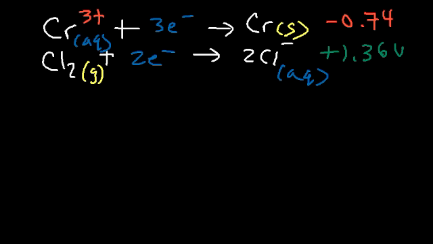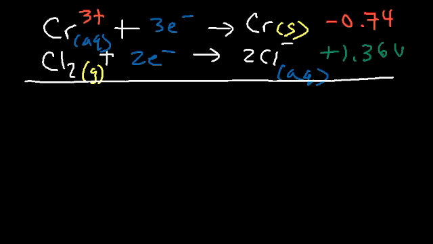So first, what we need to do is balance these two half reactions, and we want to calculate the net cell potential. So which reaction do we need to reverse? We don't want to reverse the second half reaction because it's going to be negative 1.36, and if we add that to negative 0.74, it's going to be negative overall. For a voltaic cell or a galvanic cell, we want the overall cell potential to be positive because the reaction has to be spontaneous.